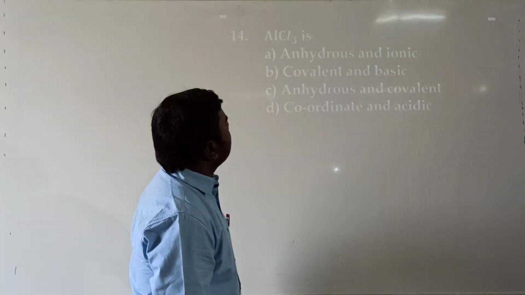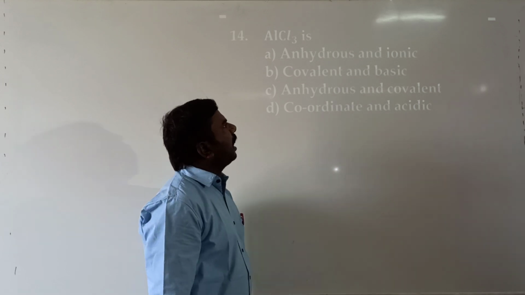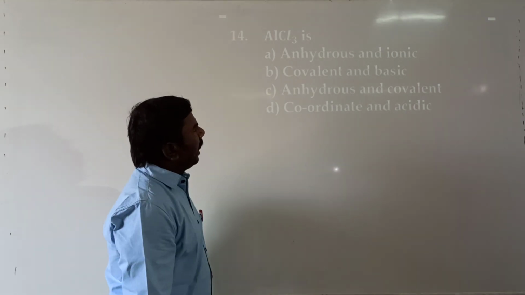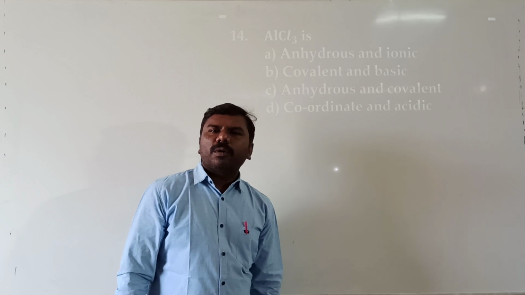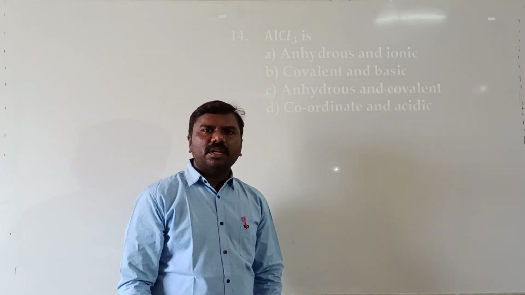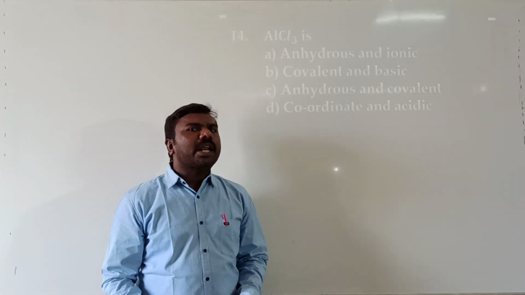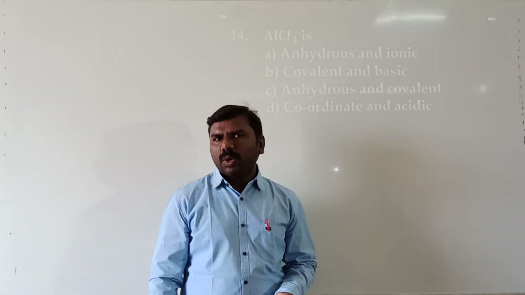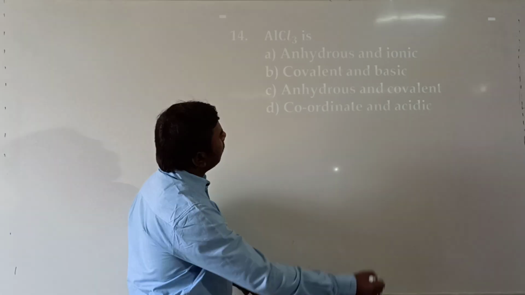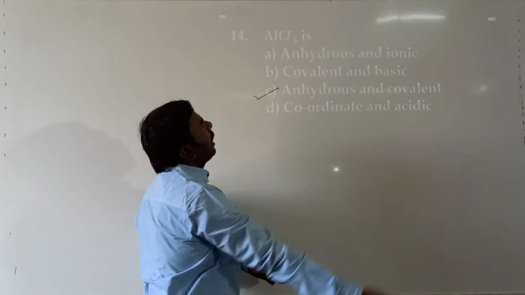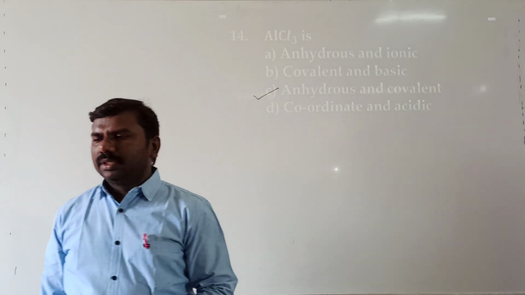Another. AlCl3 is anhydrous and ionic, or anhydrous and covalent? Aluminum chloride is covalent. Al has +3 charge, charge increases, polarization increases, and obviously covalent character also increases. That's why it is anhydrous and covalent. That is the answer. Next.